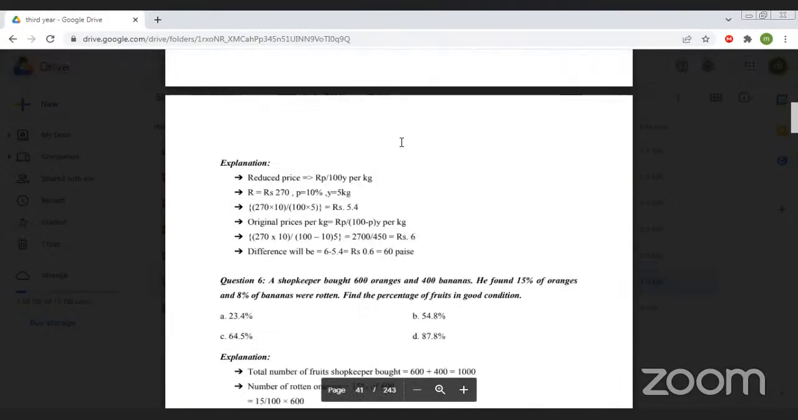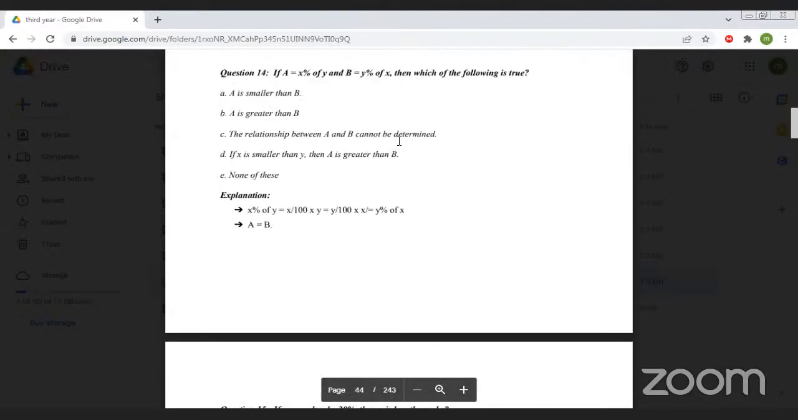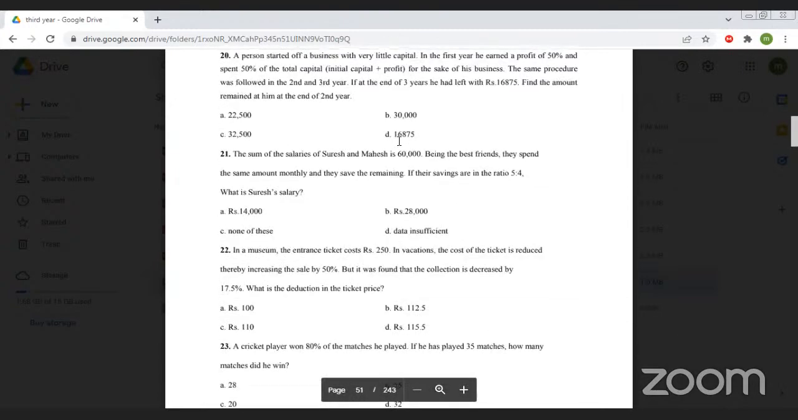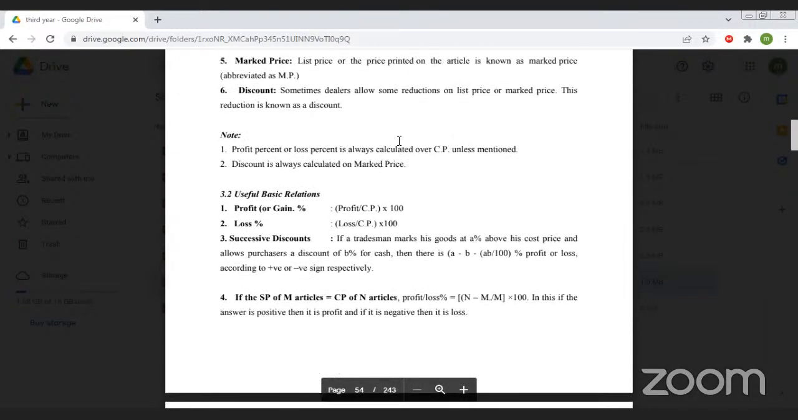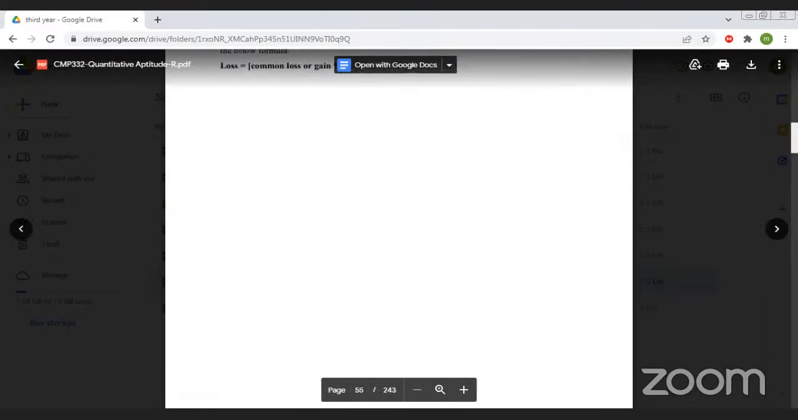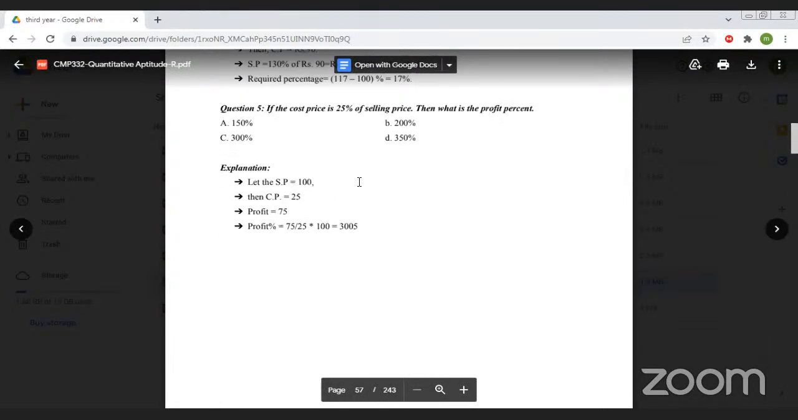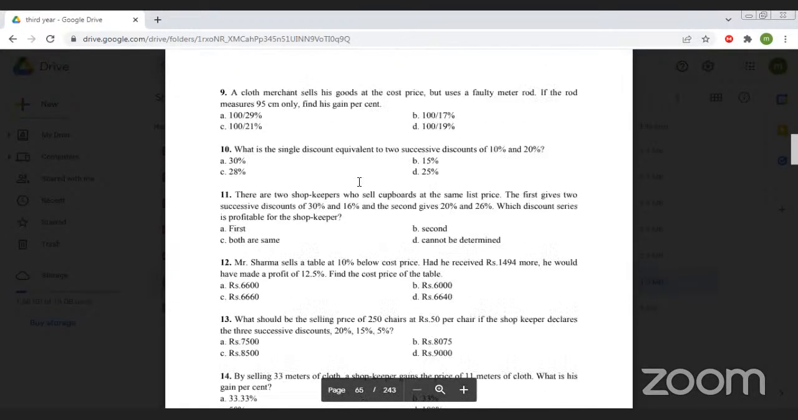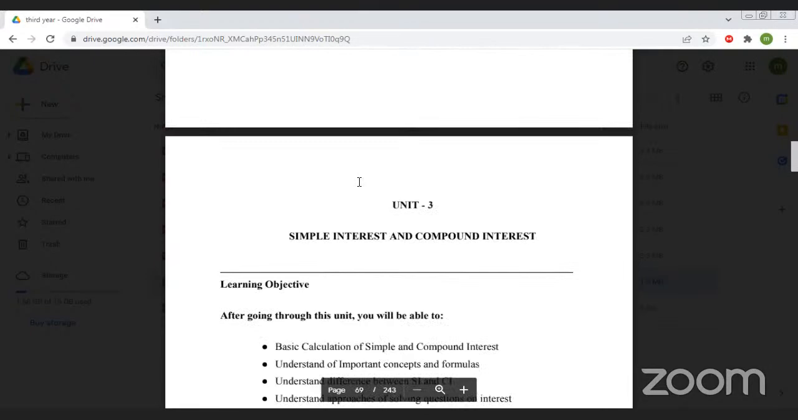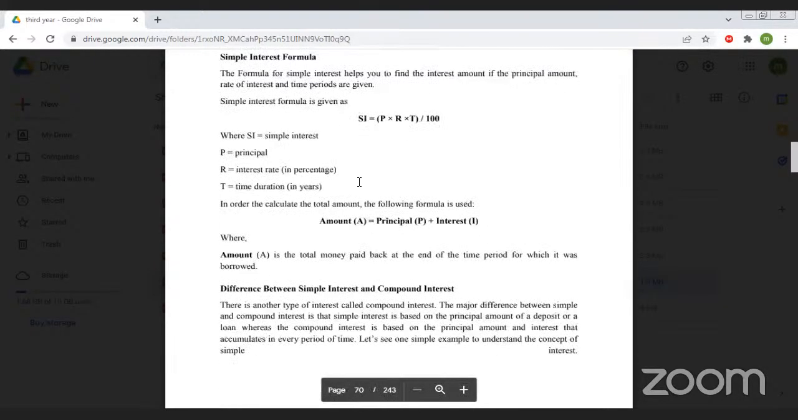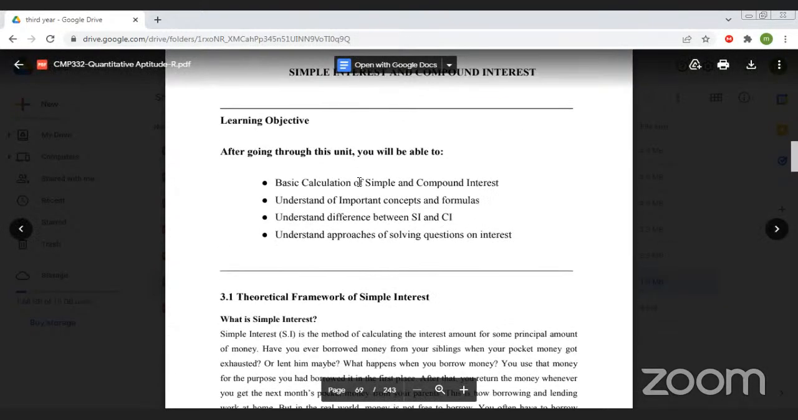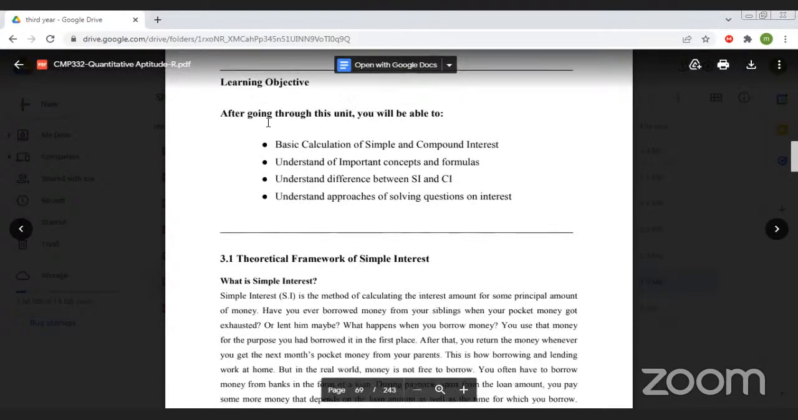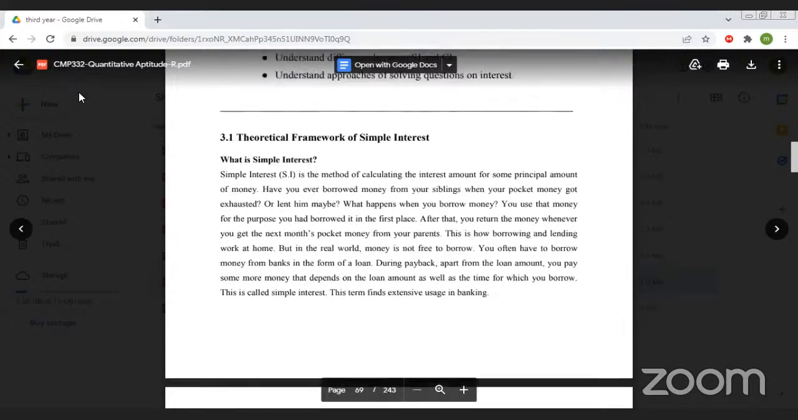See, we have completed percentage also. Profit and loss is also done. Now we had to start with simple interest and compound interest. Now, what is the difference between simple interest and compound interest?